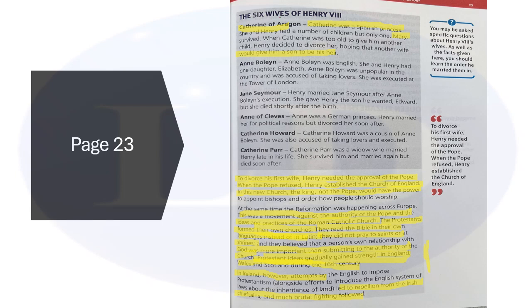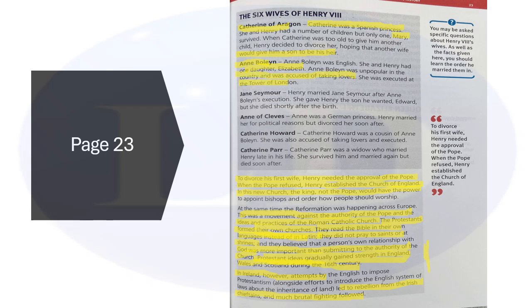So that's why Anne Boleyn was English. She and Henry had one daughter, Elizabeth. Again, a daughter, no son yet. Anne was unpopular in the country and was accused of taking lovers. So she was executed at the Tower of London.